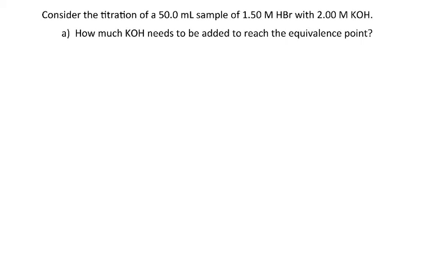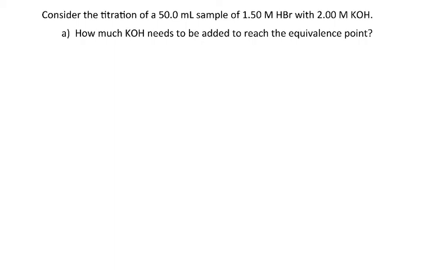This video deals with titration of a strong acid by a strong base. And there are several questions that we can ask about this type of titration. In this first question, we want to know how much potassium hydroxide needs to be added to reach the equivalence point. Then on the other slides, we'll calculate the pH at different points along the titration curve.